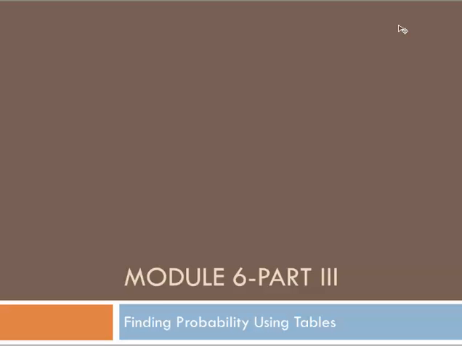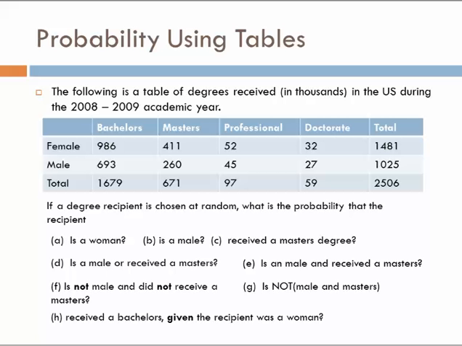Welcome to part 3 of Module 6. We're going to look specifically and focus in on finding probabilities when we're presented with our information organized in a table. As I go to the next slide here, you see all of the problems we're going to work through, all the questions down here at the bottom.